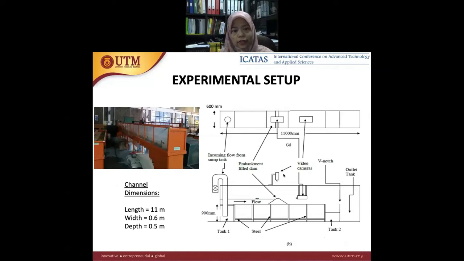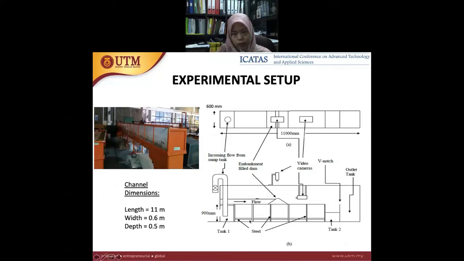Here is the experimental setup that we have built in the laboratory. We have a long channel here. The channel is 11 meters in length, 0.6 meter in width, and 0.5 meter in depth. The right diagram shows the schematic diagram, the plan view, and the front view.